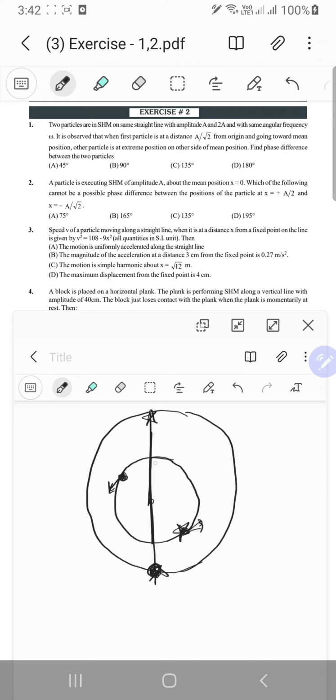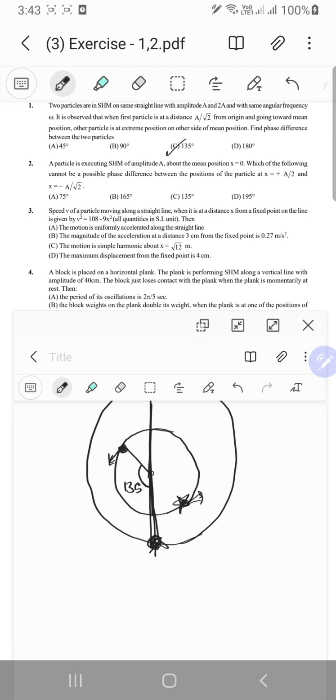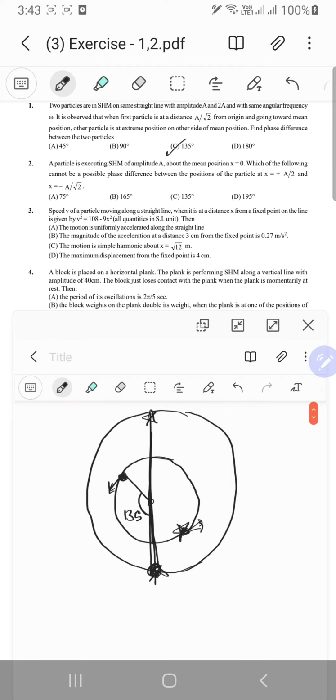So what's the phase difference? The phase difference is this much, which is, well, this is 45 degrees, so it should be 135 degrees. Right, which is like 3 into pi by 4, so 3 pi by 4. That would be the phase difference. Yeah, that looks correct. Next question. Yeah, definitely. It is correct.